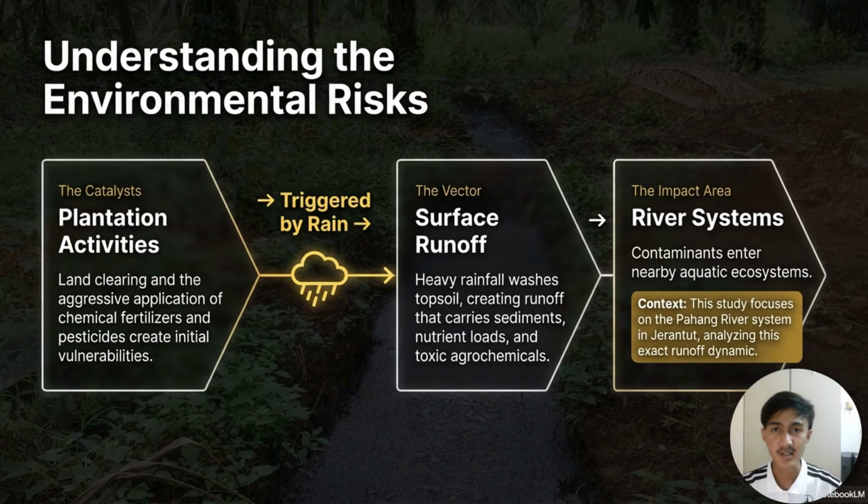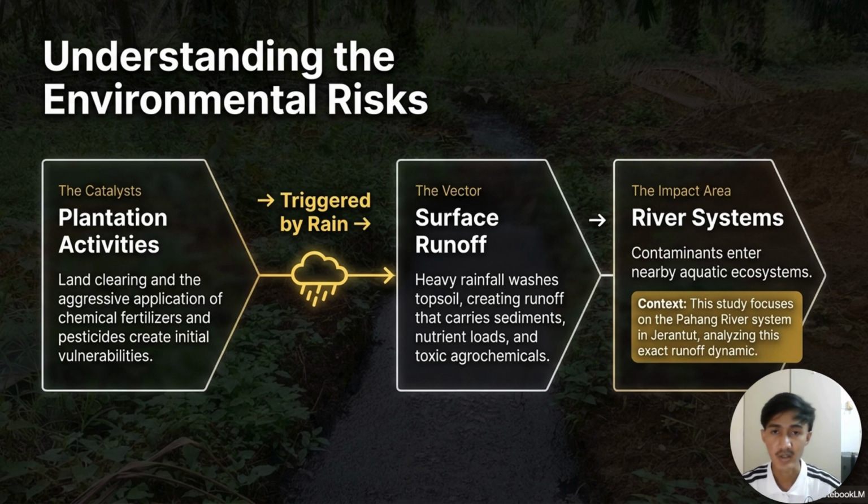Understanding the environmental risks. However, oil palm plantation activity can create environmental risks, particularly to nearby river system. Activities such as land clearing and the application of fertilizer and pesticides may contribute to water pollution if they are not properly managed. During heavy rainfall, surface runoff can carry soil sediment, nutrient, and agrochemical from the plantation area into nearby river. This can potentially reduce river water quality and negatively affect the aquatic ecosystem.